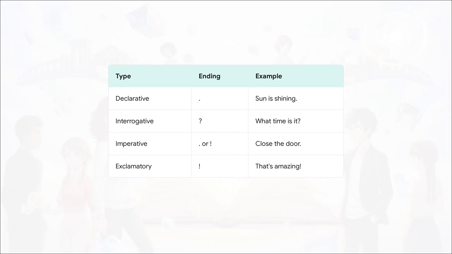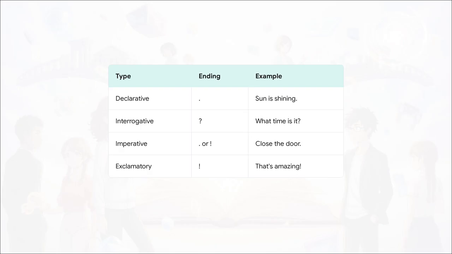First up, declarative sentences. These just state a fact and end with a period, like the sun is shining. Second, interrogative sentences. These ask questions, usually starting with who, what, or where, and they end with a question mark, like what time is it?